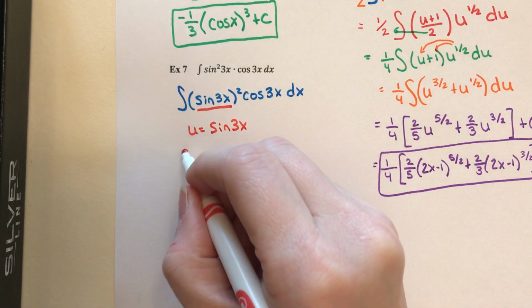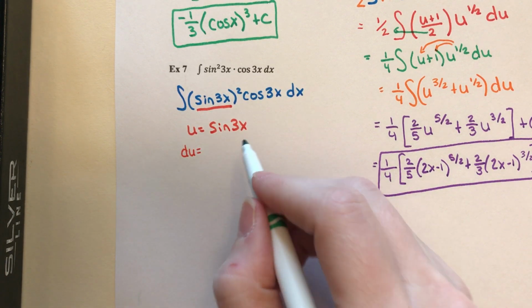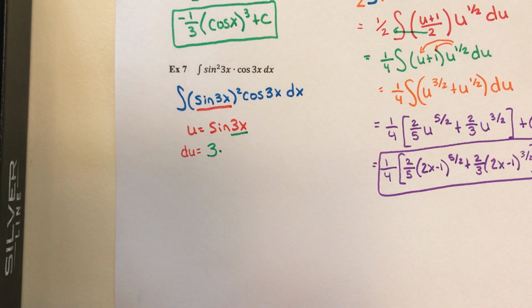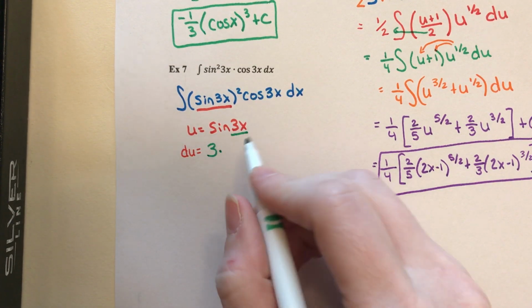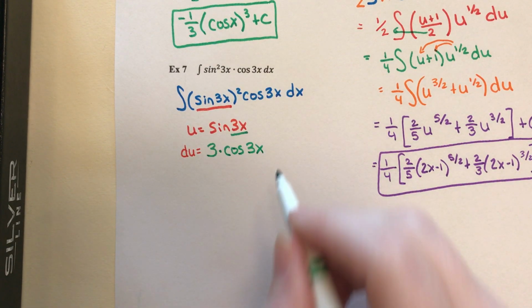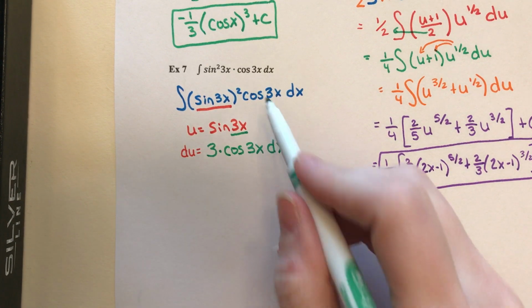Okay, now we have to remember how to take the derivative of something like this. When we take the derivative of a trig function and there's an inside part, that's a chain rule. So I'm going to take the derivative of the inside, which is 3, times the derivative of the outside. The derivative of sine is cosine dx.